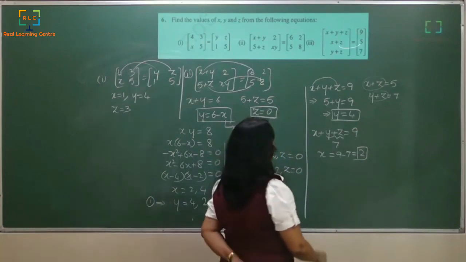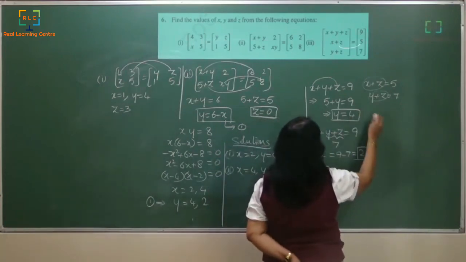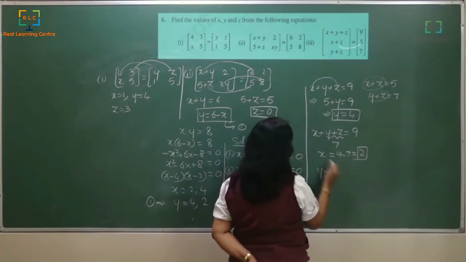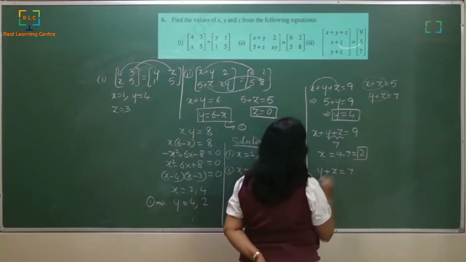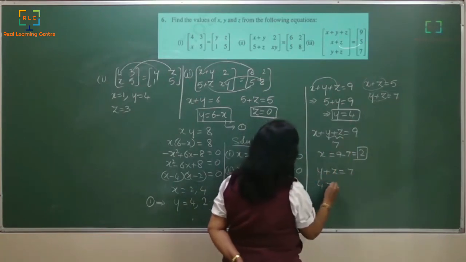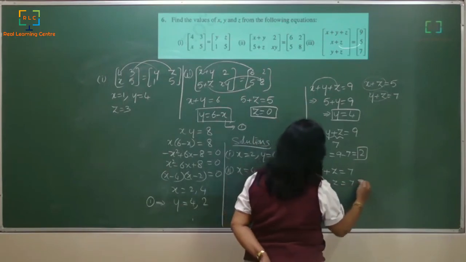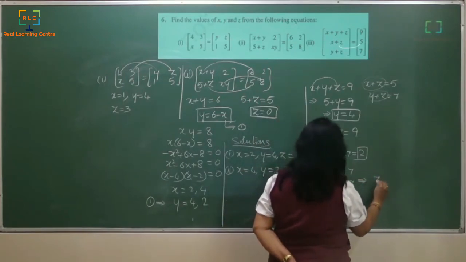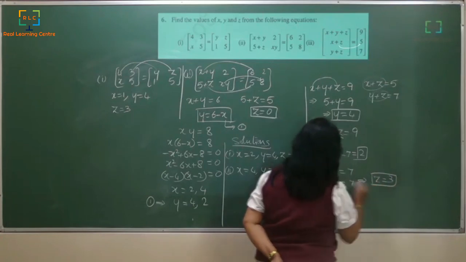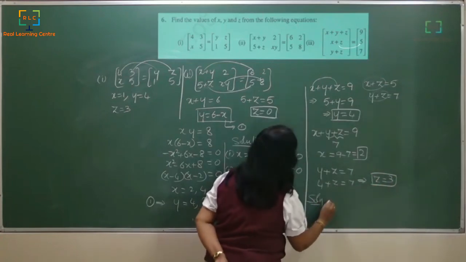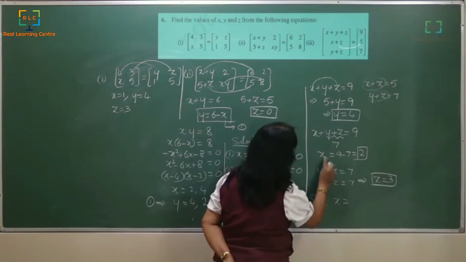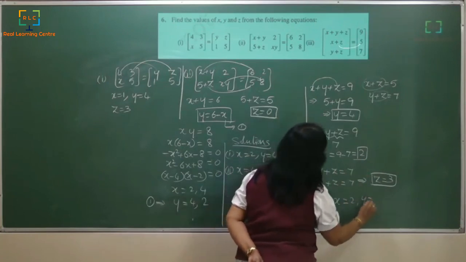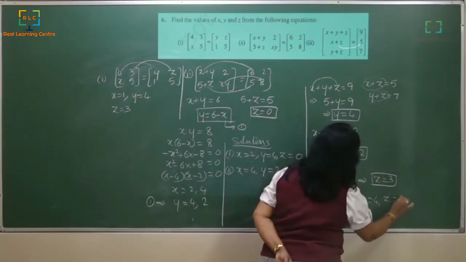So when I put y is equal to 4 here, I know y plus z is equal to 7. I shall plug in y is equal to 4: 4 plus z is equal to 7 implies z is equal to 7 minus 4, which is 3. So what is the solution? Your solution is x is equal to 2, y is equal to 4, z is equal to 3.